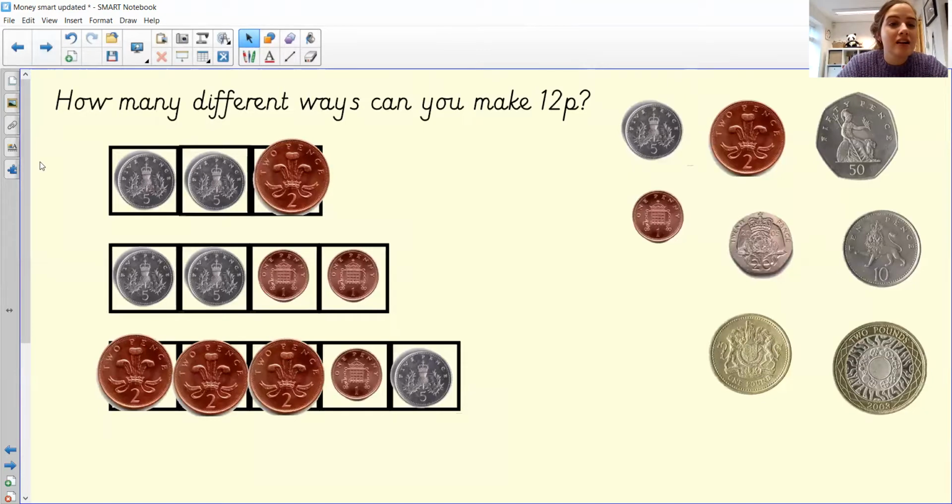Brilliant. So I explored, and I had to think about this one. Even Miss Dyer is having to think. I could make 12p with 3 coins, 2 5s and a 2p coin. In 4 coins with 2 5p's and 2 1p's. And I made it in 5 coins where I had 3 2p's and 1 1p and 1 5p.